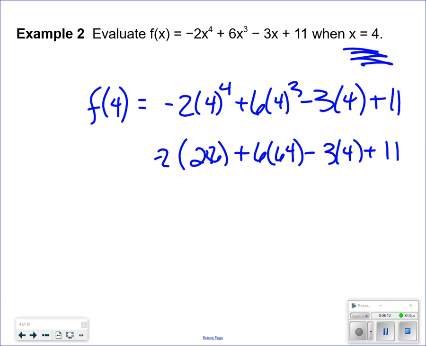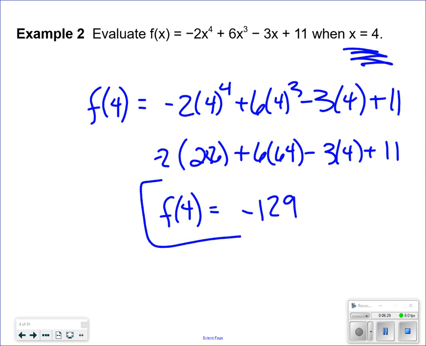So I turn my calculator on. Here we go. -2 times 256, plus 6 times 64, minus 3 times 4, plus 11. I get -129. So you're evaluating when the x is 4, I get -129.